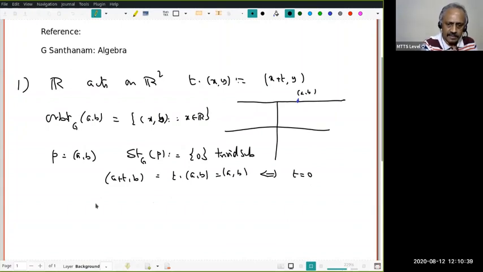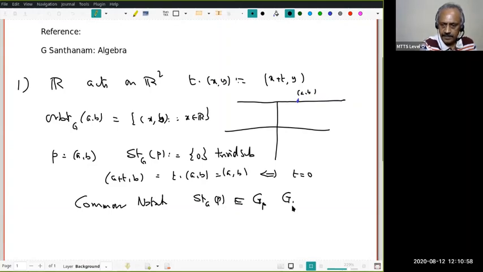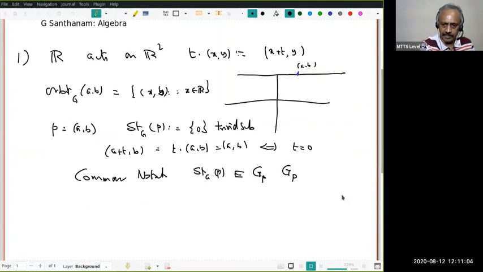Just before that, if I forget, there is also a very common notation. The stabilizer of P in G is also denoted by G_P, G at P. This is another common notation in algebra textbooks, so you should be aware of that.